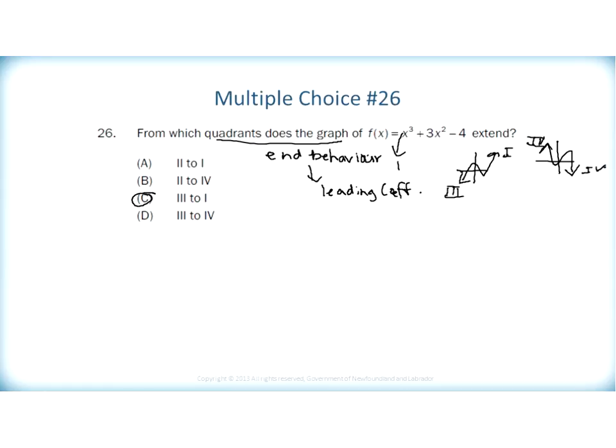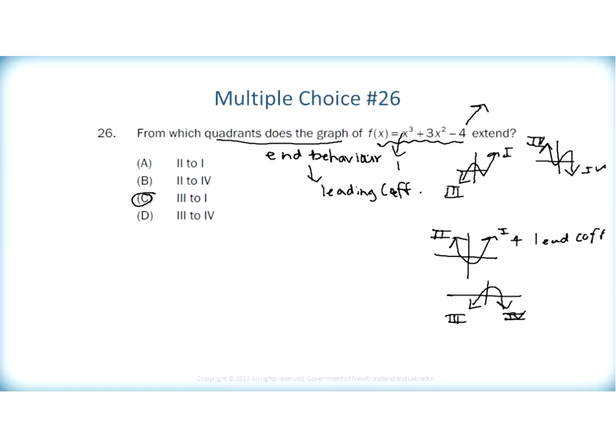If it was a quadratic, if we had a quadratic equation here, an equation of degree 2, and it was a positive leading coefficient, this would be from quadrant 2 to quadrant 1, and a negative leading coefficient would be from quadrant 3 to quadrant 4. So this question could change in any way. Here we could put a quadratic or a linear function equation here, and you would have to answer the same type of question.